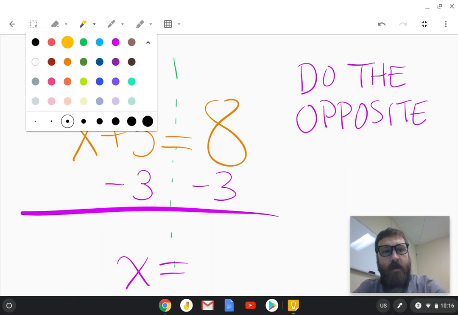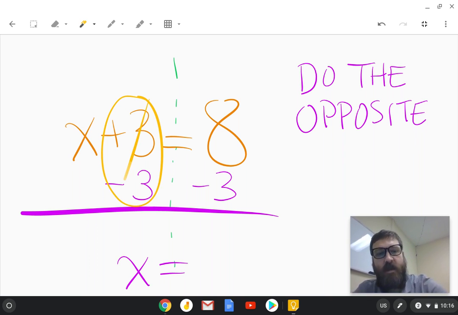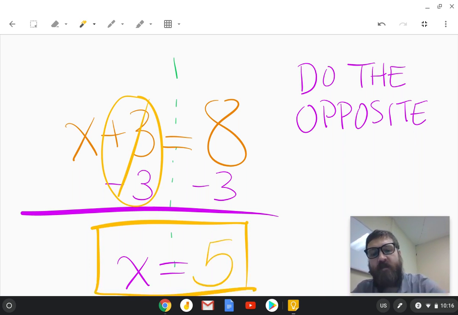When I do that, this cancels each other out. And that's what I want. That's the goal of doing minus 3, is to get rid of that plus 3. And then over here, I just work this out. 8 minus 3 is 5. And so I see that x equals 5. And so that's basically the main idea of algebra.